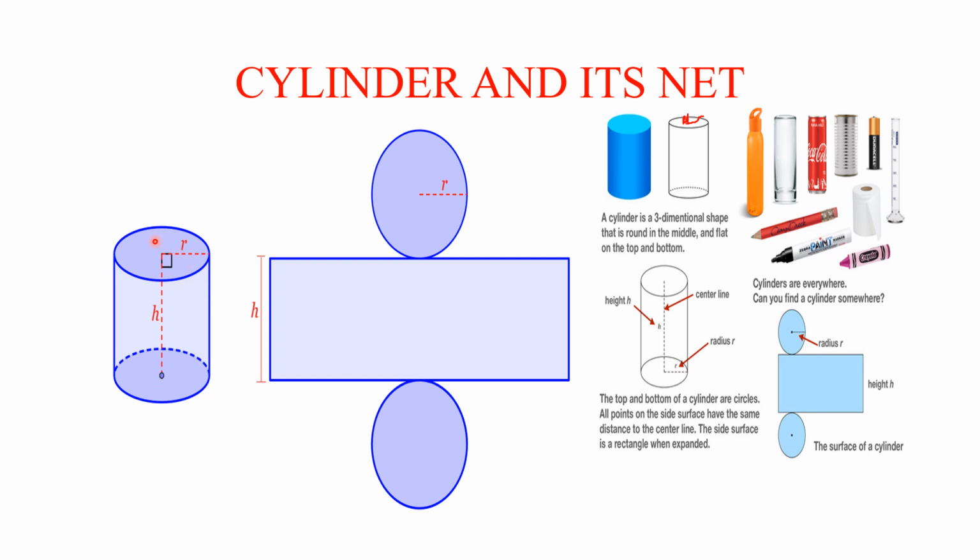So when I unfold this cylinder, I get two circles and one rectangle. When I fold this rectangle, I get the curved surface. Then one circle will be on top, and the other circle will be at the bottom. That is what we call a net. So when we fold this net, we get a cylinder, but when we unfold the cylinder, we get this shape, a rectangle and two circles.